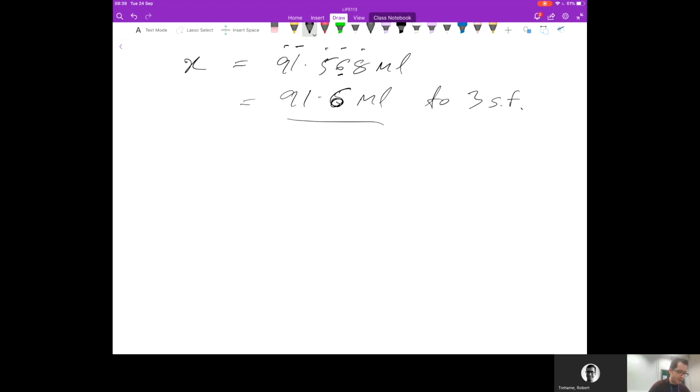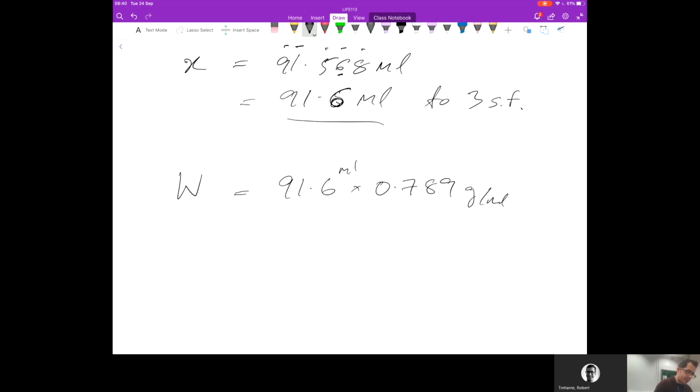The second part was, what is the weight in grams of alcohol that Tom has drunk? So let's call that W. The weight is simply the volume in milliliters multiplied by the density, which I gave you in the question, 0.789 grams per milliliter. There's a milliliter, and there's a milliliter.